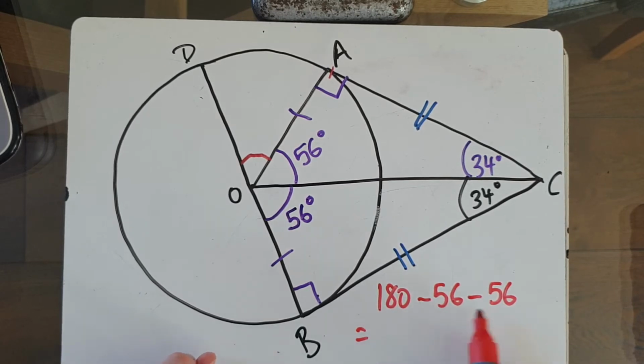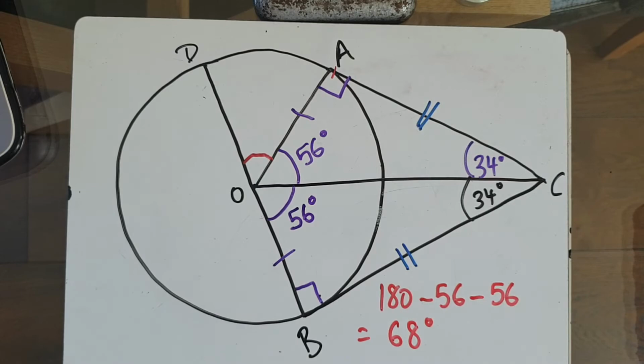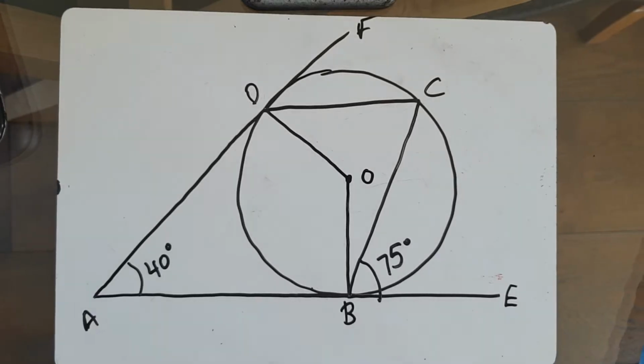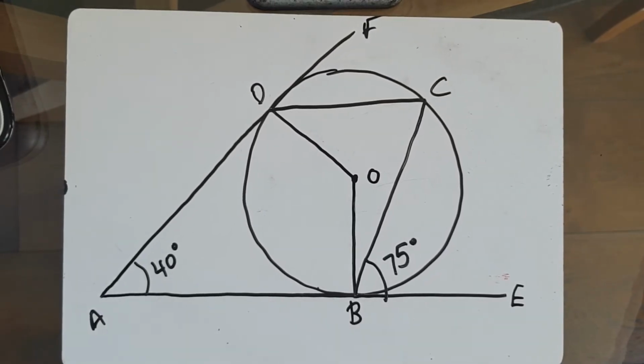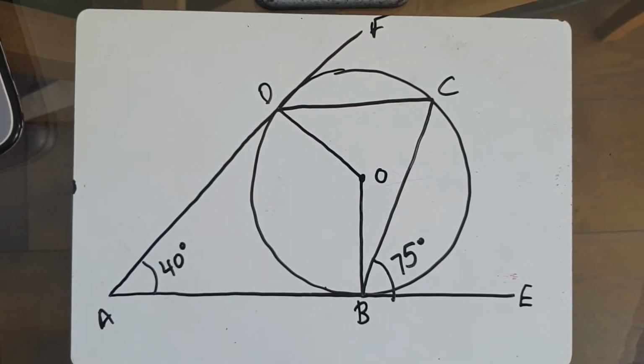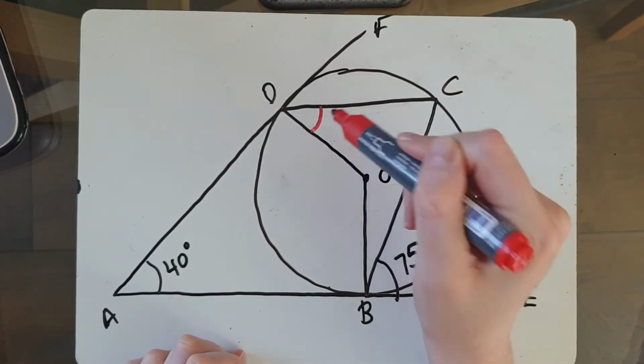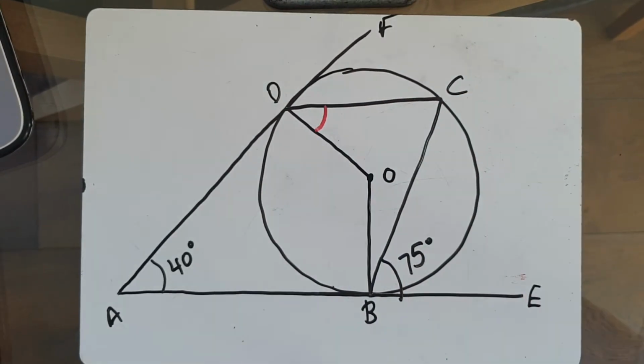So 180 minus 112 is 68 degrees. Question 4 looks like this, and it wants us to work out the size of angle ODC. So it wants us to work out this angle here.